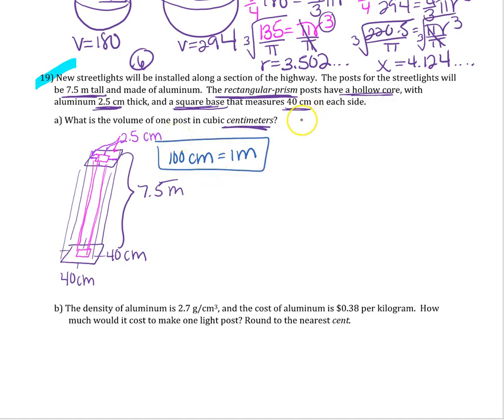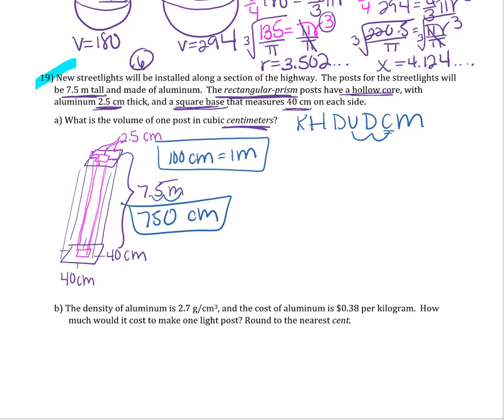Or you could think about it as, King Henry doesn't usually drink chocolate milk. It's meters, you want centimeters, so you take the decimal and move it over 2 places. So that's how we're ending up with 750 centimeters. So vastly apologize for what I just said. Okay, so now we're in terms of centimeters.